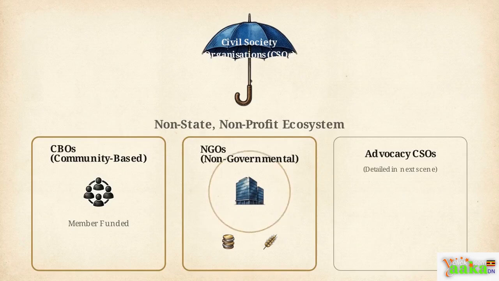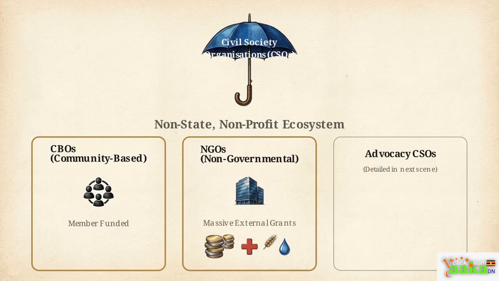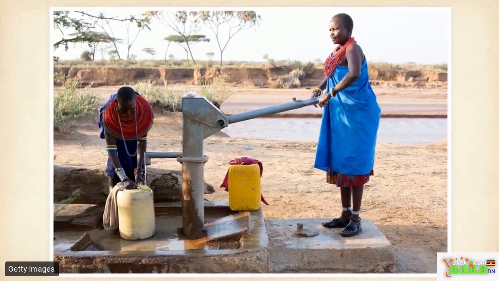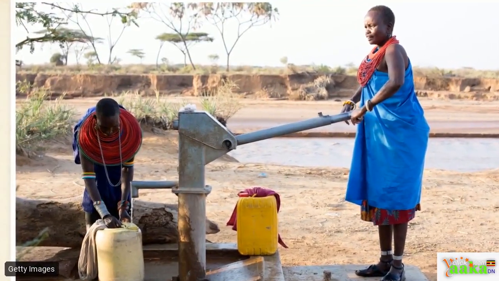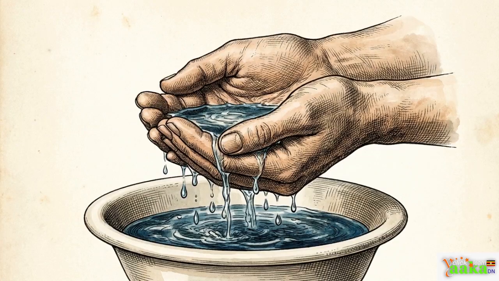These operate on a much larger scale, often national or international. Unlike small CBOs, NGOs rely on massive grants from foreign donors to deliver services like healthcare and education. For example, an NGO like World Vision has the technical equipment and funding to drill a borehole in a remote village, providing a clean water source that the local government was unable to provide.